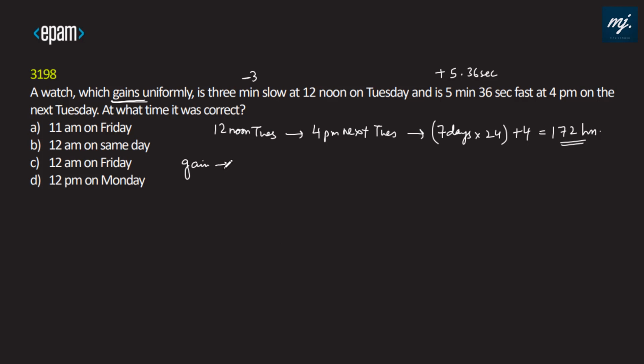Now what is the gain? Gain is minus 3. From minus 3 it reaches to 5 minute 36 second. That means 3 plus 5, 8 minutes. Let me convert this into seconds, 8 into 60 is 480 seconds plus 36. That is 516 seconds. So that means gain is like how much?